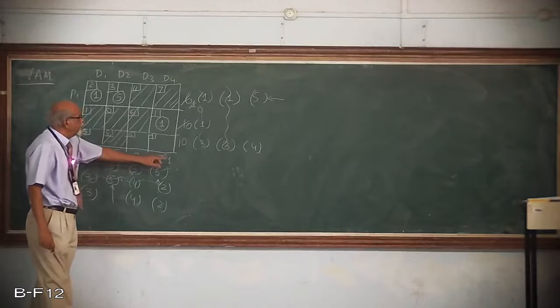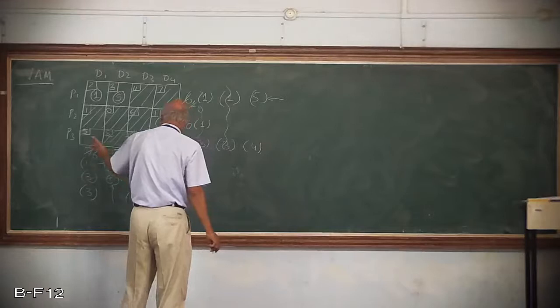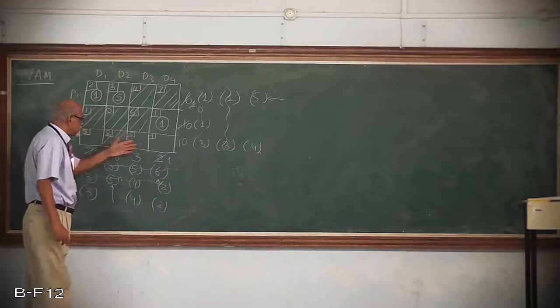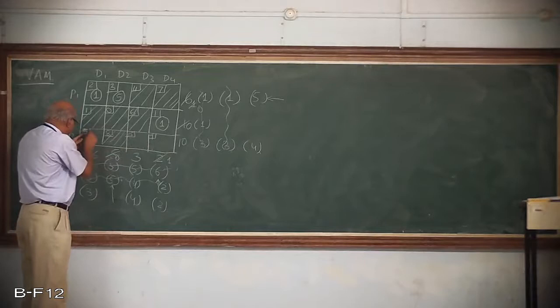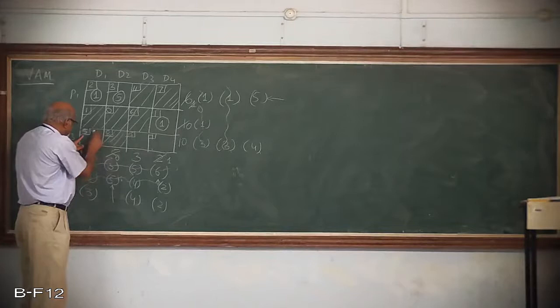Now the things will become more simpler. So now, of course, this row is left. There are no other columns and other things. First, where I'm going to allocate, I will just observe this one. Whichever is the least is this 5. So how much can I allocate? Maximum I can allocate is 6. So this gets exhausted. And I am left with 4.